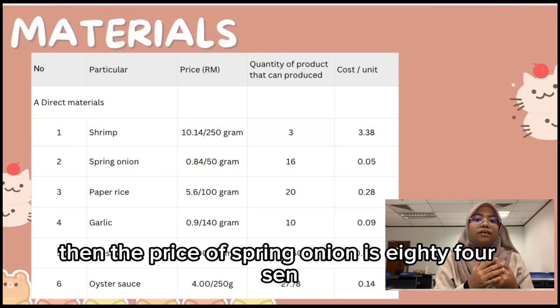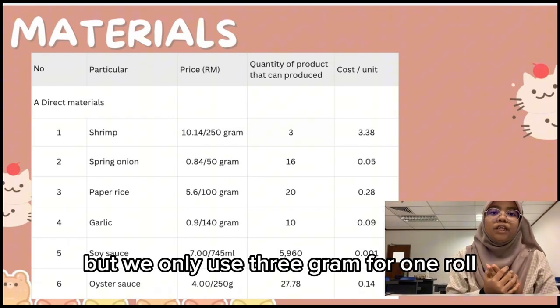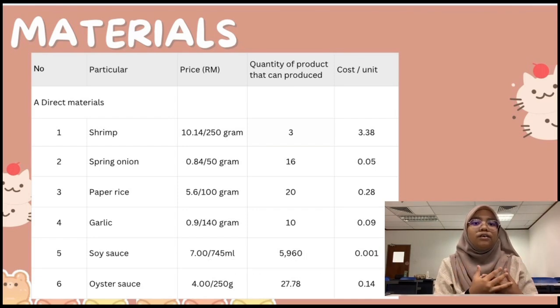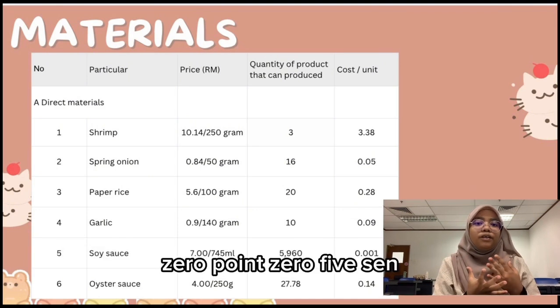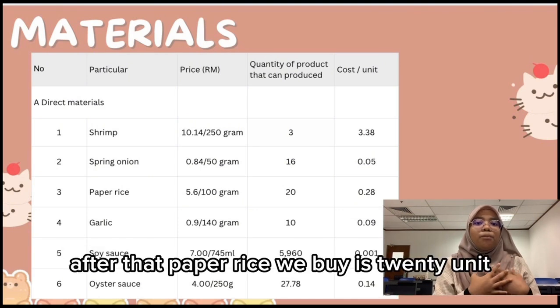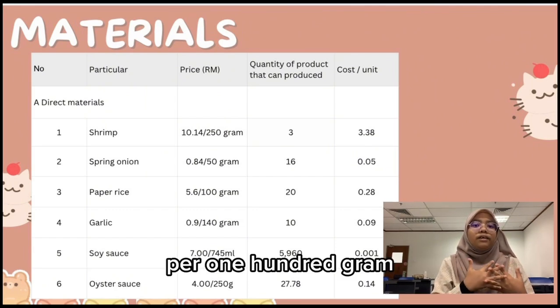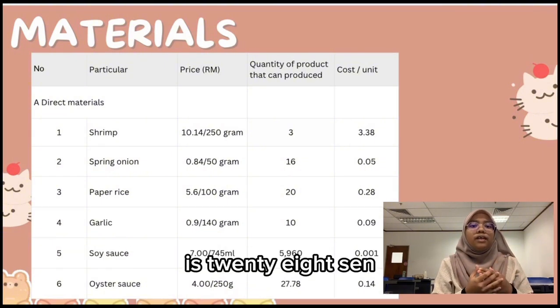Then the price of spring onion is 84 cents for 50 grams, but we only use 3 grams for 1 roll. And the sauce, so we can use 16 times for 2 of it. And the cost per unit is 0.05 cents. After that, pepper rice we buy is 20 units per 100 grams. So it can be used 20 times at the cost per unit of 28 cents.